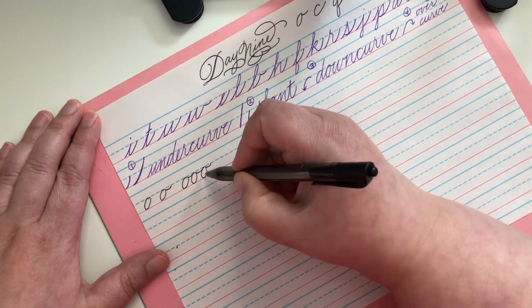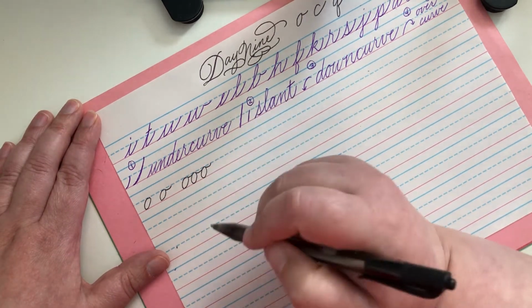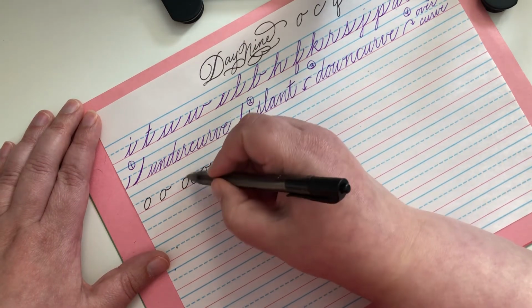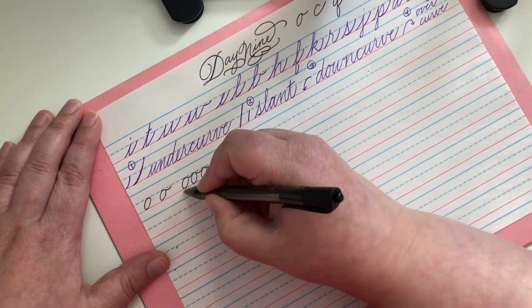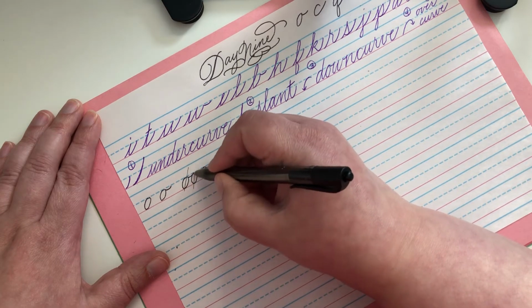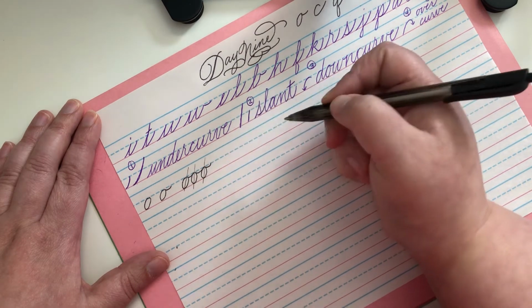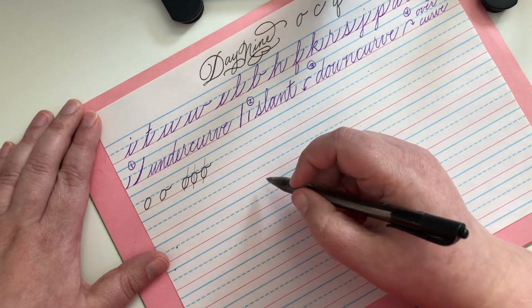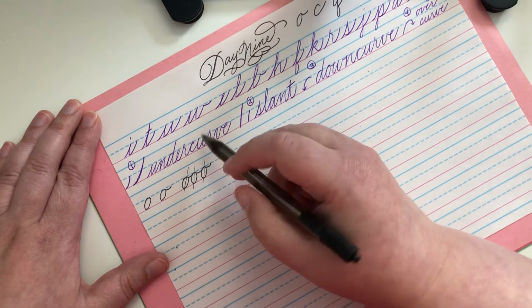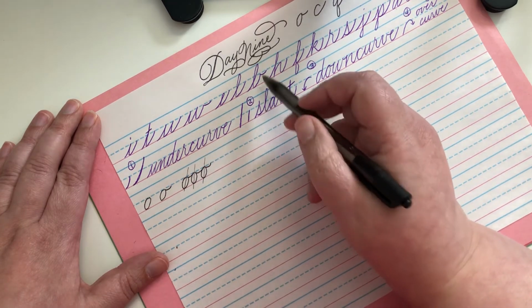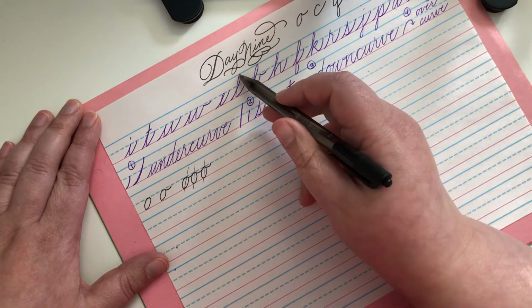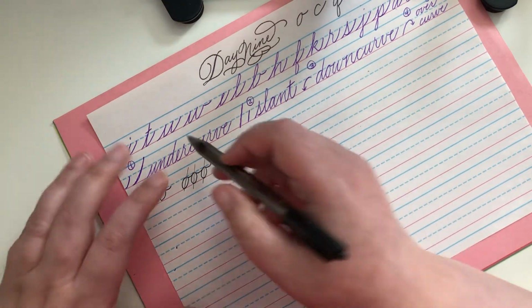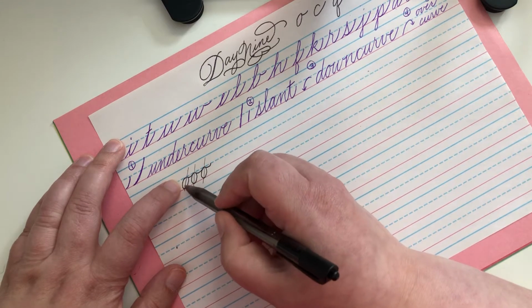Now the hardest part about the O is there's no slant line in it, so it's hard to tell if you're keeping your letters at the same slant. That's something you have to practice and watch for. When we have a slant in the letter, it's easier to remind ourselves, oh, there's my slant, and that's how we get a consistent slant. So these aren't parallel. This one's a little tilty over.